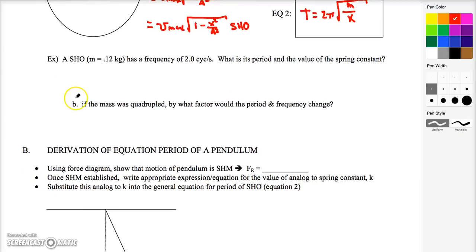So, in these examples, once again, as before, work these out and see if you can figure them out, but I got a period of 1/2 second, and I also got a spring constant of 0.19 newtons per meter. So, a small value. And the period will go up by a factor of radical 2, and the frequency would then go down by a factor of radical 2. And you can make that connection here, that once you know what happens to the period, the period and frequency are inversely related.